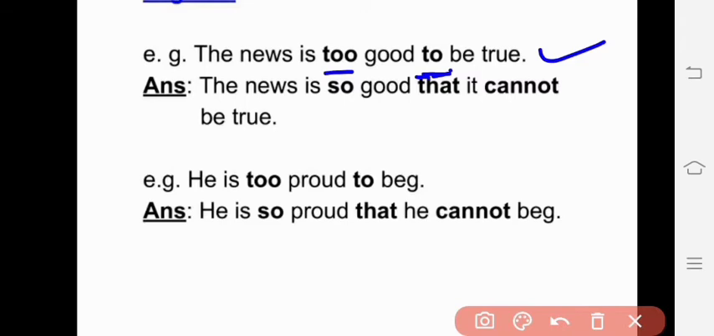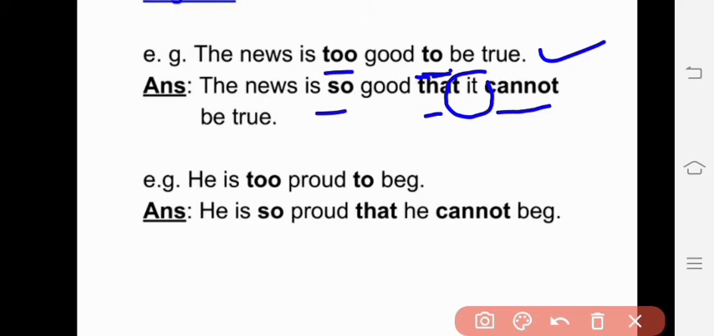Now this kind of affirmative sentences are given, so you have to convert by using "so that" with "not", "cannot" or "could not" related to the verb of the sentence. Answer is like that: The news is so good that it cannot be true. Again I repeat, the news is so good that it cannot be true. Here in the whole sentence you can't find it, but how it is placed and why it is placed.